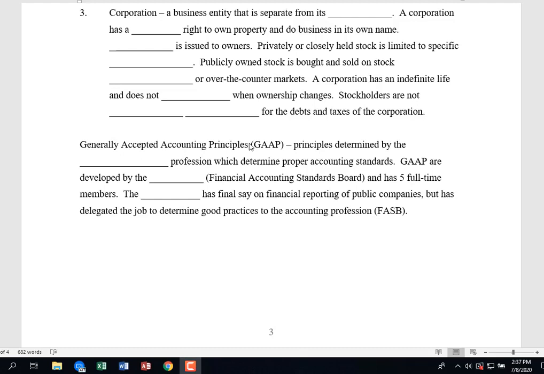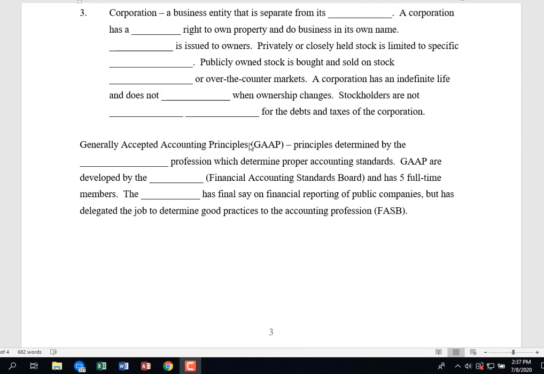And then the book mentioned the SEC. Securities and Exchange Commission has the final say on financial reporting of public companies, but has delegated the job to determine good practices to the accounting profession, to those 5 individuals, the FASB. They make the rules, and we all abide by them. The SEC oversees the financial reports of the companies that are publicly traded on the stock exchanges.